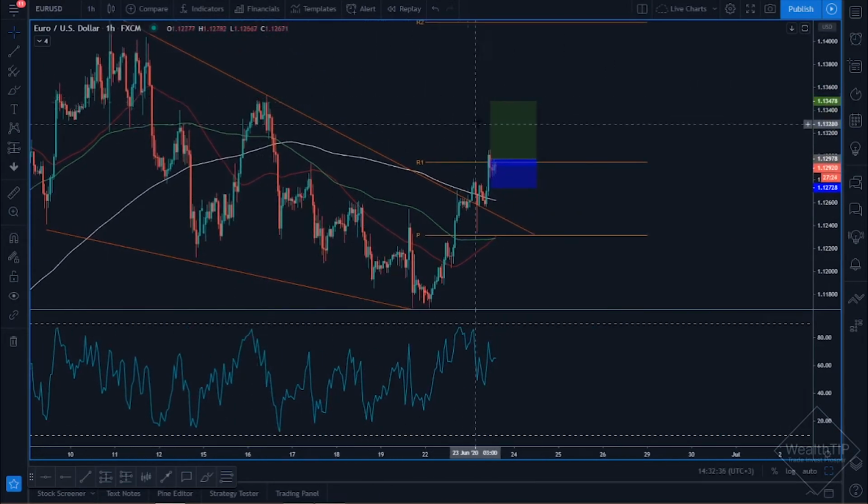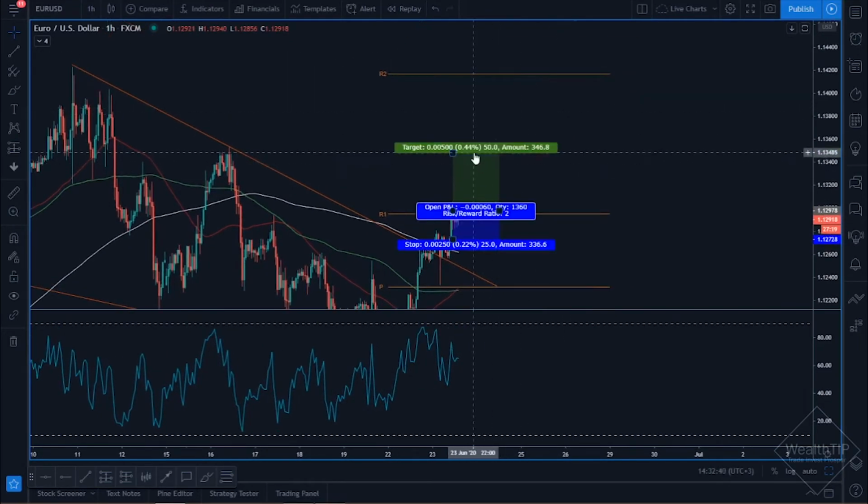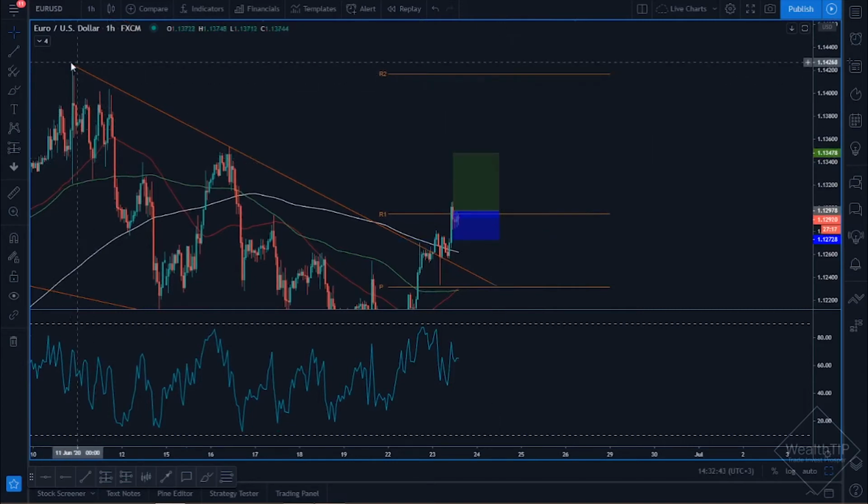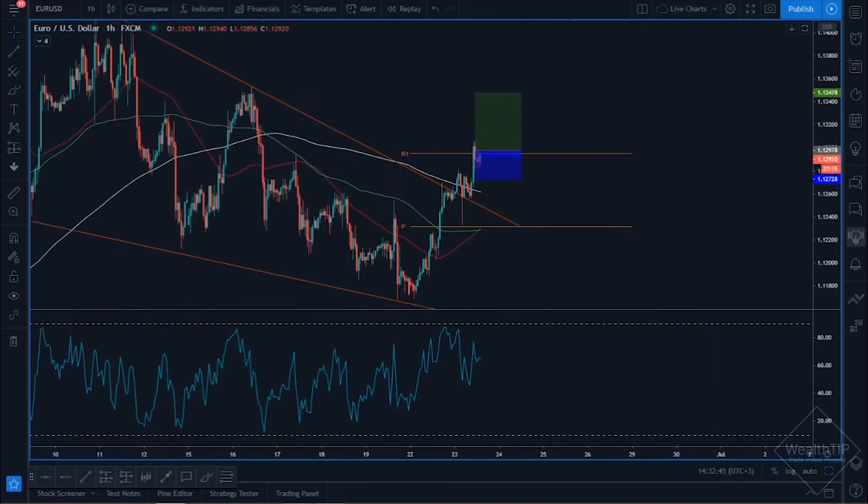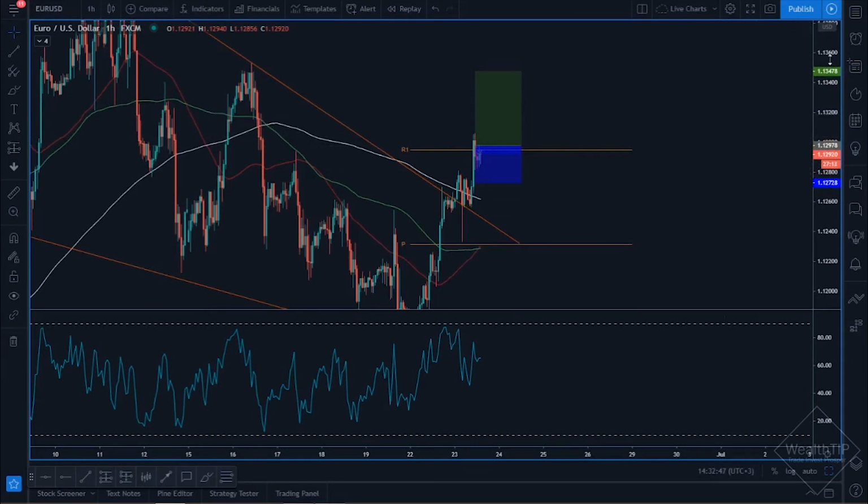And I suspect that we could see a bit of stalling around this region, but that could also mean that it could easily stall and then break further up to take out the overall high on the intraday time frame. So that's my thoughts with regards to the euro dollar.